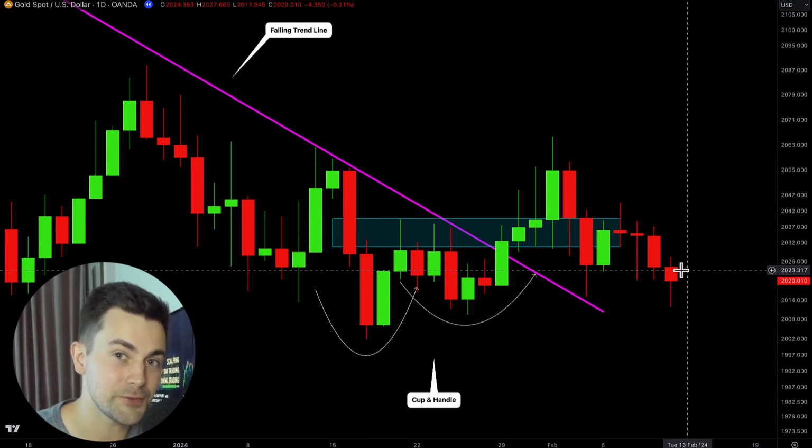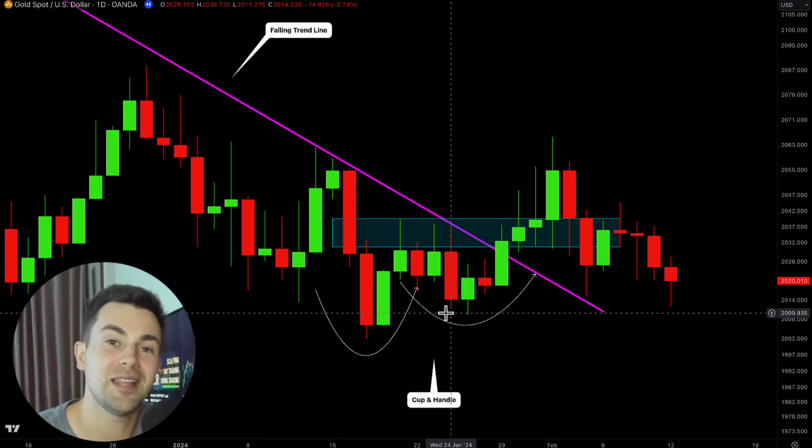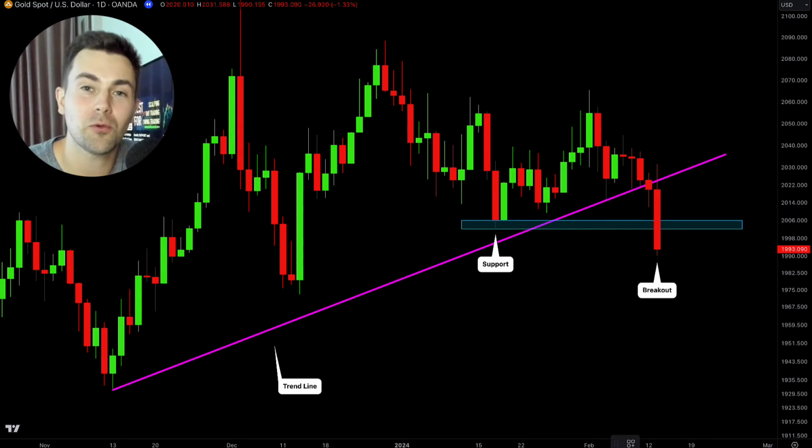Swing signal failed, and this classic cup and handle formation gave a false signal. The price formed a high momentum bearish candle and dropped heavily.